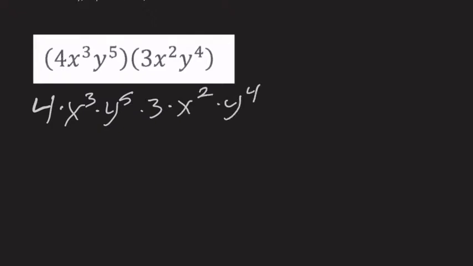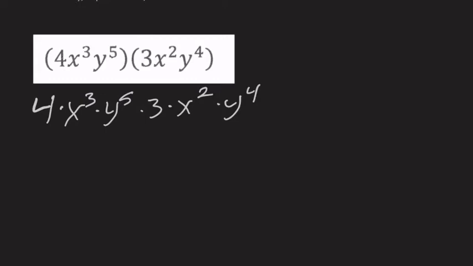This first problem, what we could do is we can get rid of the parentheses because this is just multiplying by each other. So what we're going to get is 4 times x cubed times y to the 5th times 3 times x squared times y to the 4th. Now that I got rid of the parentheses, I could rearrange every value in here so that each variable is next to essentially the same thing.